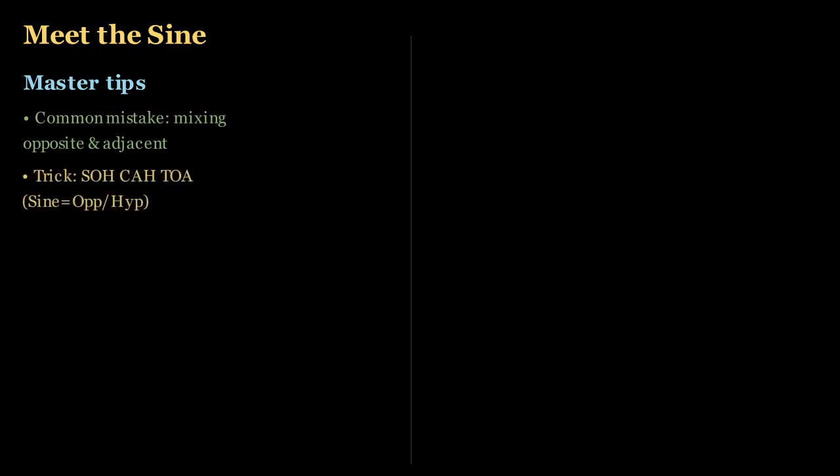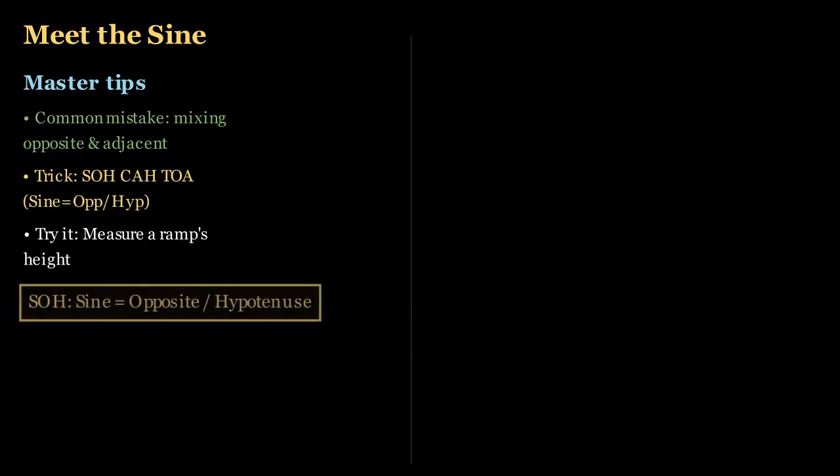Remember SOH, sine is opposite over hypotenuse. A quick trick, the side doesn't touch the angle, except at one end. Now you try, find a wheelchair ramp. Measure its.